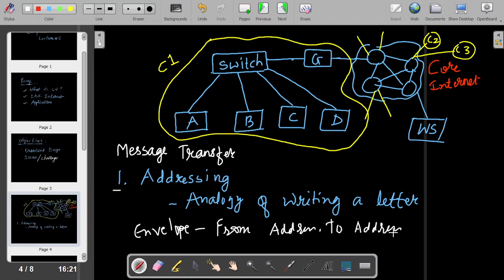Similarly, when a packet or a message is transferred, the packet should have the address of the source machine and the address of the destination machine. So some method of addressing the machines is required. Here I have given symbolic names A, B, C, D, but this is not the way internet or network works.